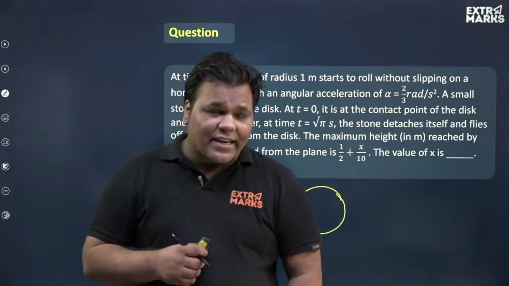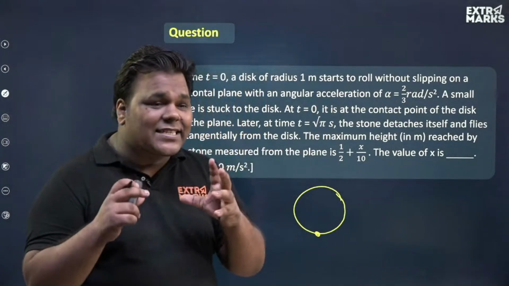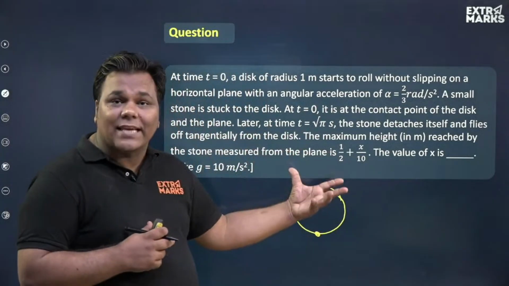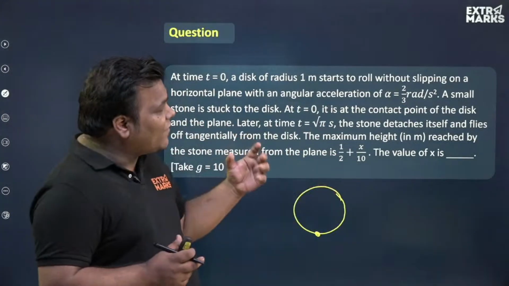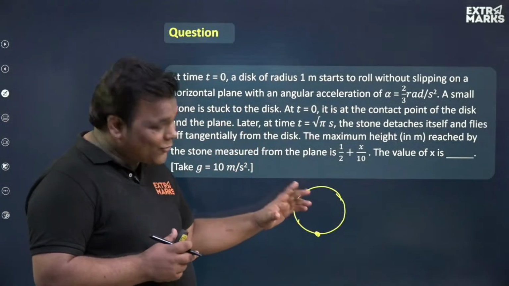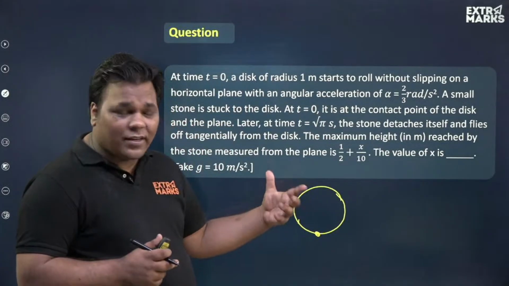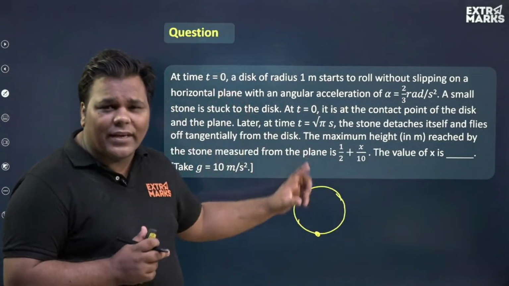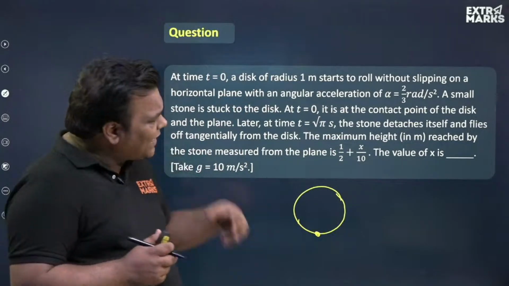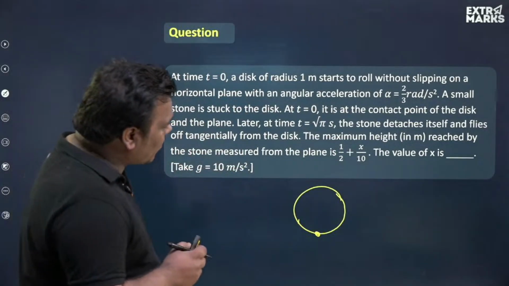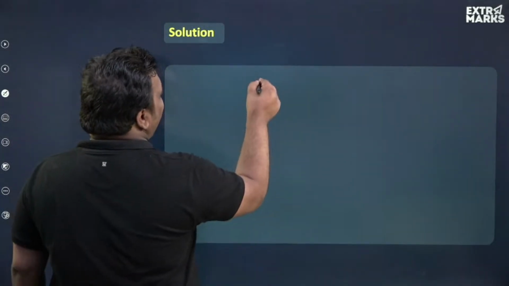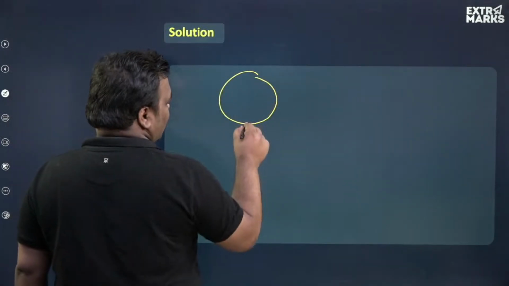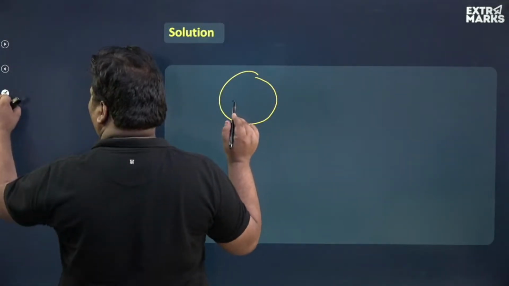As I told you yesterday, there were some questions consisting of 2 different concepts, one from rotation and one from projectile. That is this question. So that's why I took it as the first question, and this is a very beautifully crafted question. Let's look at what they are actually asking. Basically, I have this disk, and there is a stone at the bottommost point.